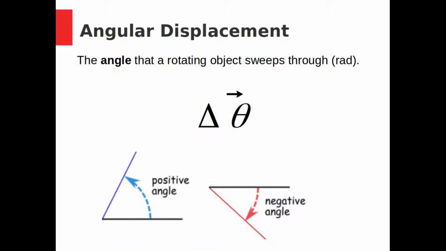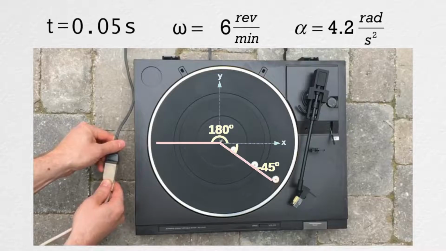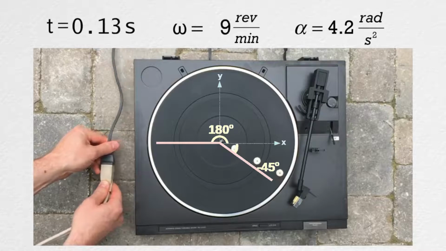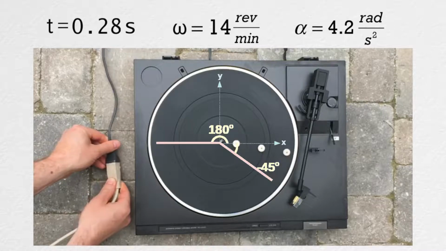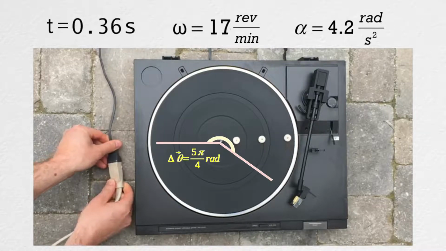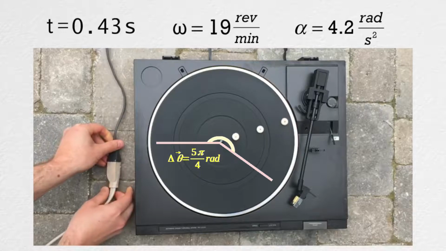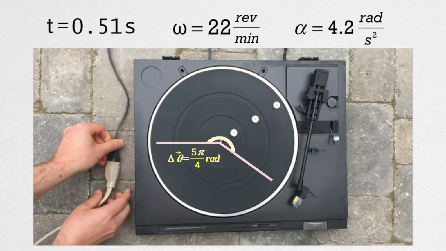What about direction? Well, there are 2 directions that something can rotate: counterclockwise and clockwise. Just as by convention we consider right to be positive and left to be negative, we have a convention where counterclockwise is considered positive and clockwise is considered negative. So going back to our original example, if we say the turntable rotated 225 degrees counterclockwise, we can equivalently say its angular displacement was positive 5 pi over 4 radians.